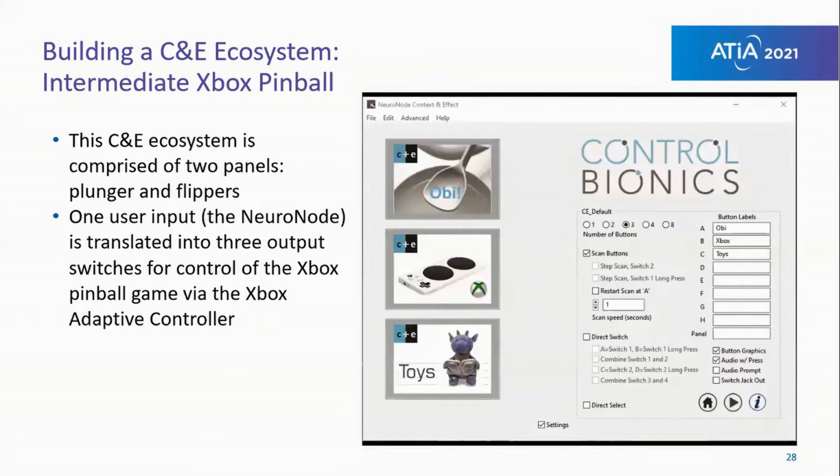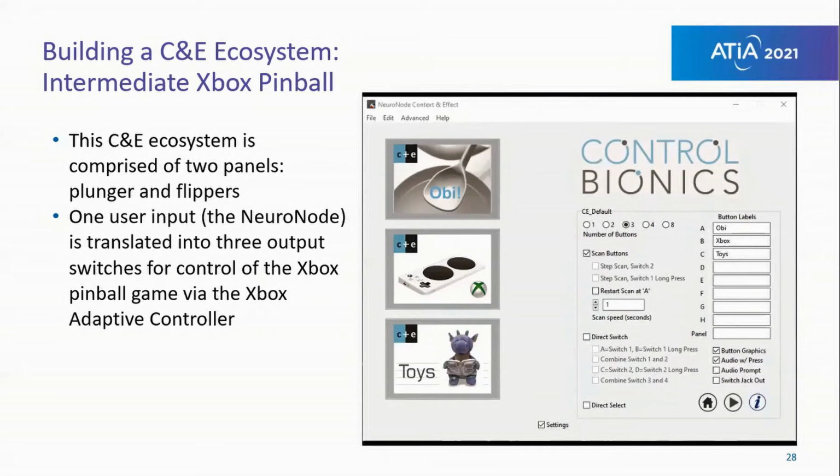Welcome to this demonstration of the Control Bionics context and effect, the CNE as we call it. This demonstration will be how to create an intermediate pinball game ecosystem to connect to an Xbox. So this will require 2 panels, one for our plunger to shoot the ball out, and then another for the flippers. In a previous demonstration, we showed how to create a beginner pinball game where the flippers were linked together.